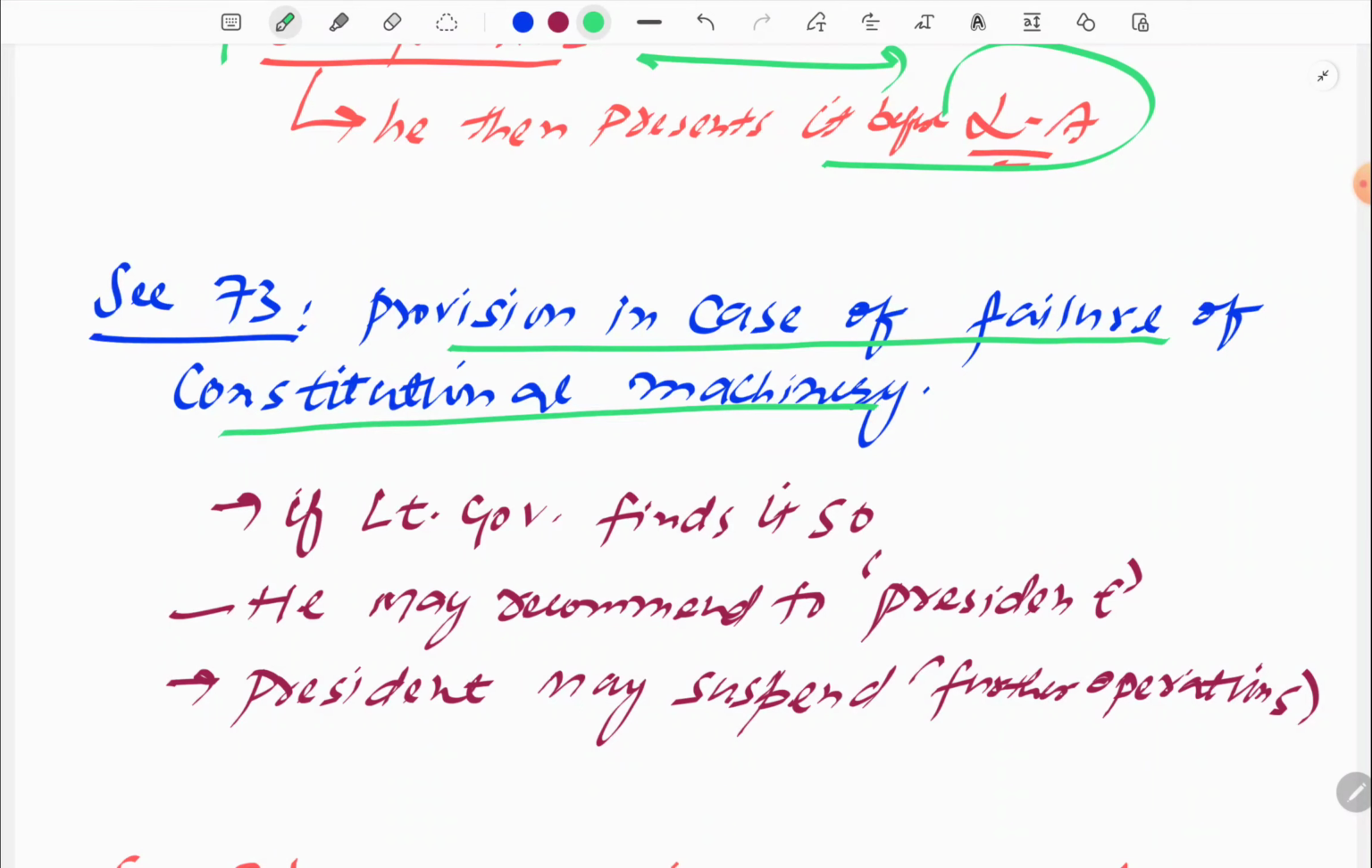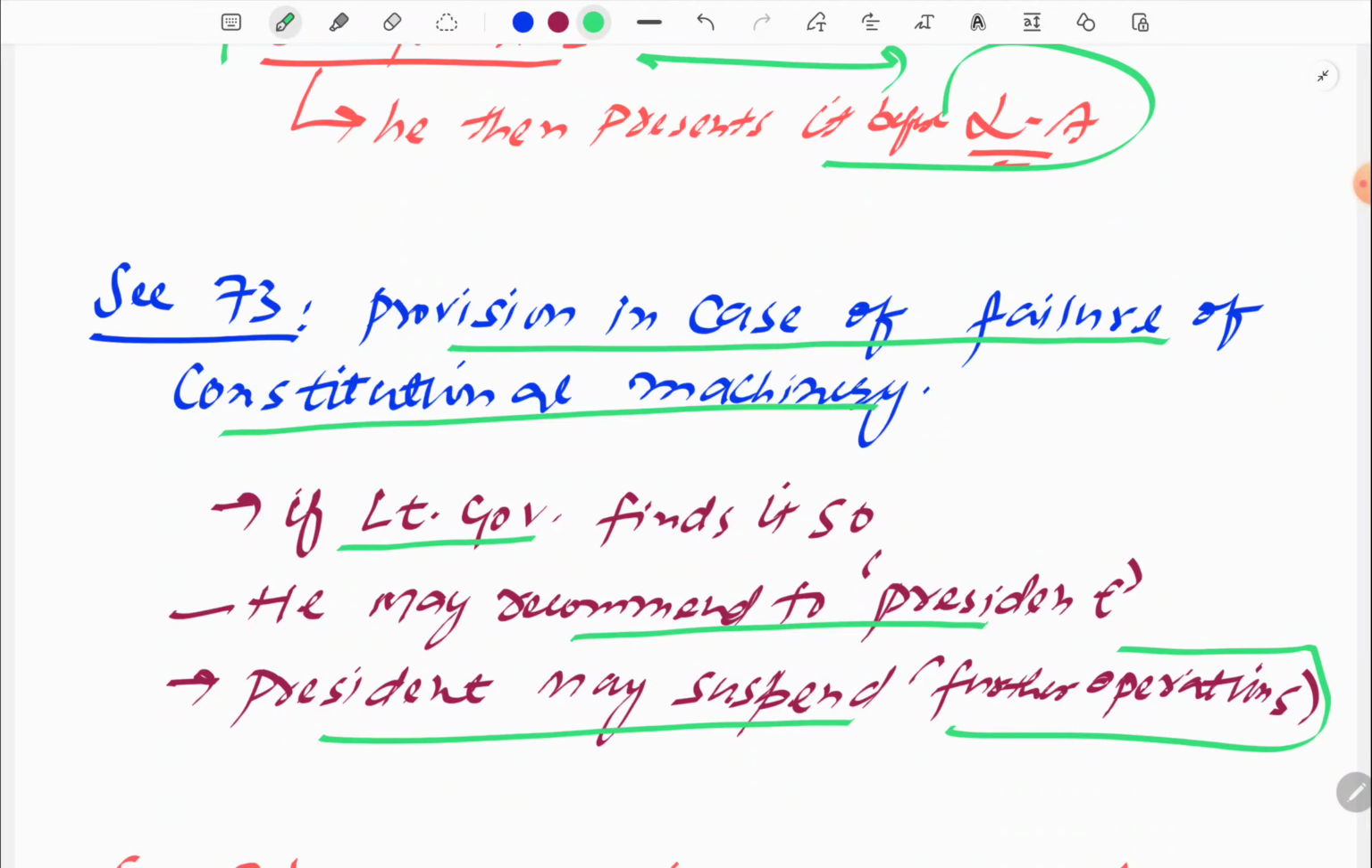Now section 73, that is provision in case of failure of constitutional machinery. It's simple, as you must have read in polity, that if there is a failure of constitutional machinery, the president takes the charge. Here the LG will see if there is such a threat to the government, and he will recommend to the president the constitutional failure and the failure of machinery in the state or in the UT. Then the president may suspend all the further operations that are going on in the UT or in a particular state. So that's when president's rule comes in. Section 73 deals with the failure of constitutional machinery.